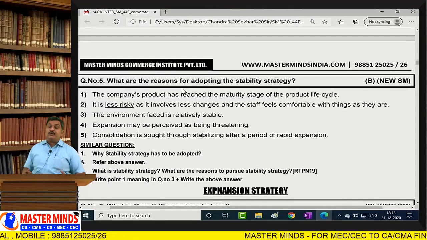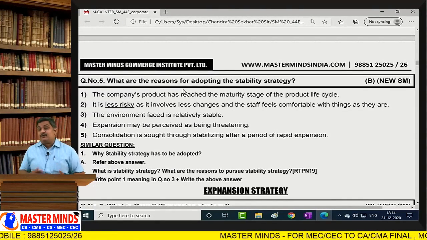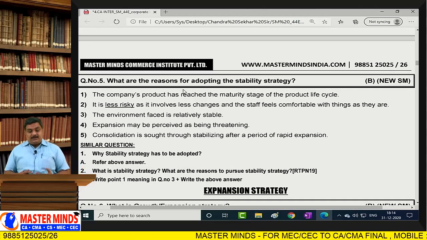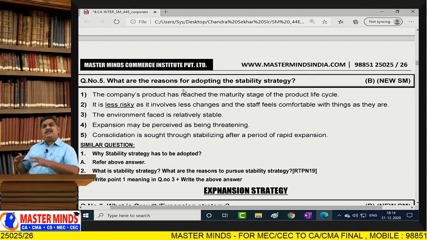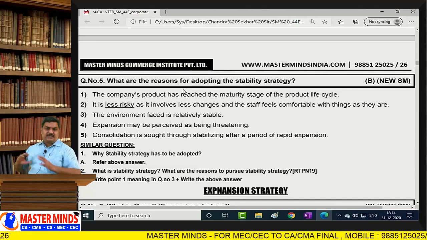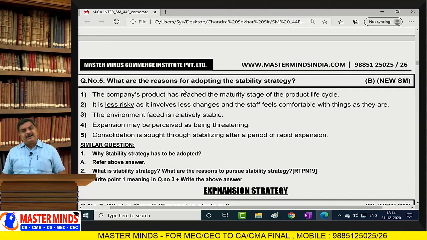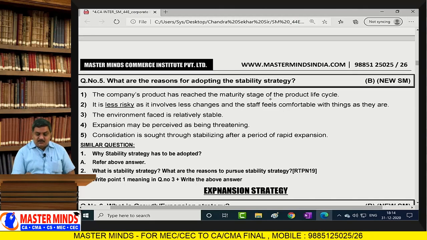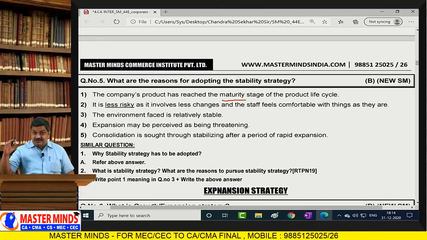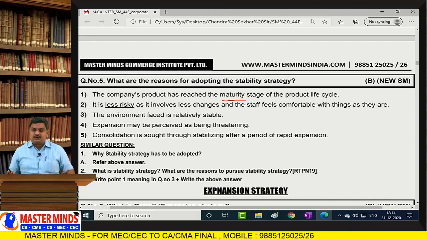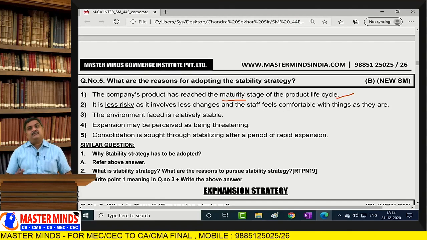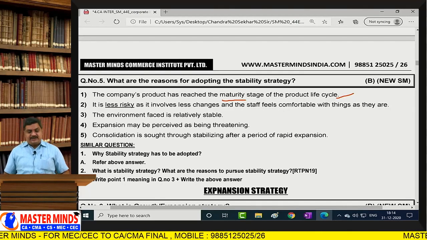Now, what are the reasons for adopting stability strategy? Why do companies go for stability strategy? Because once your business has reached the maturity level in the product life cycle, then the right strategy for you is stability strategy. That is the first point. The company's product has reached maturity stage, means there is no further scope for growth. So then we have to follow stability strategy.